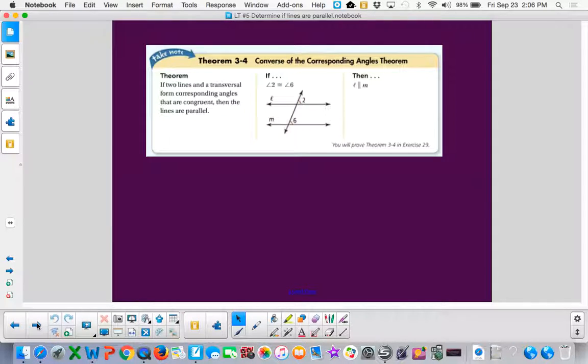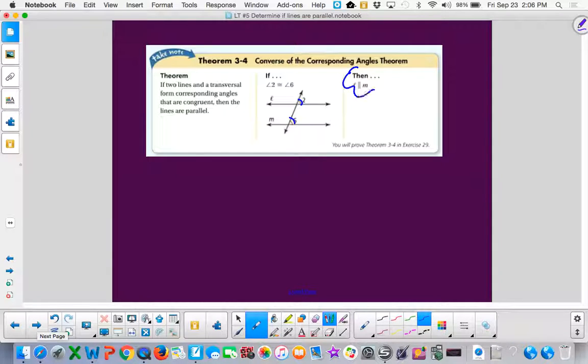So the first theorem that you dealt with was the converse of the corresponding angles theorem. Notice this says, if we can somehow prove angle 2 congruent to angle 6, then we can say that lines are parallel. Go ahead and add that to your geometry handbook. Pause the movie and then press play when you are finished.